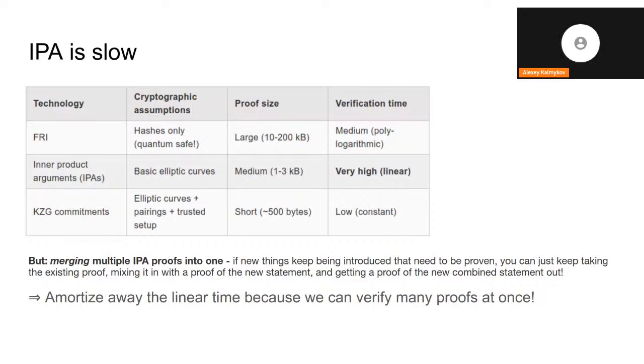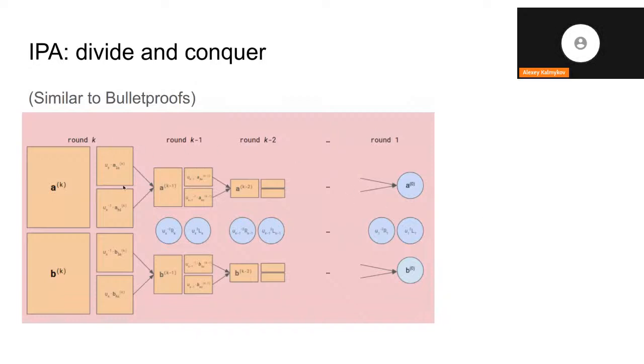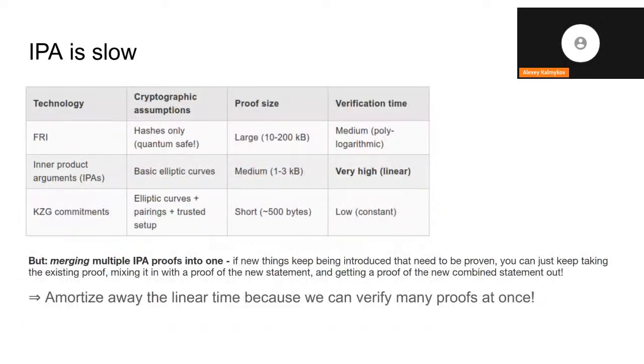But it's important to understand why IPA was actually chosen, because the problem with inner product arguments is that while they have relatively small proof sizes, the verification time is very high. It's linear, which is usually not good for SNARKs. But the reason why Halo2 specifically uses the inner product argument is this iterative structure, where we start with something big and apply iterations by dividing the larger problem into a smaller one. It helps us to merge multiple inner product argument proofs into one.